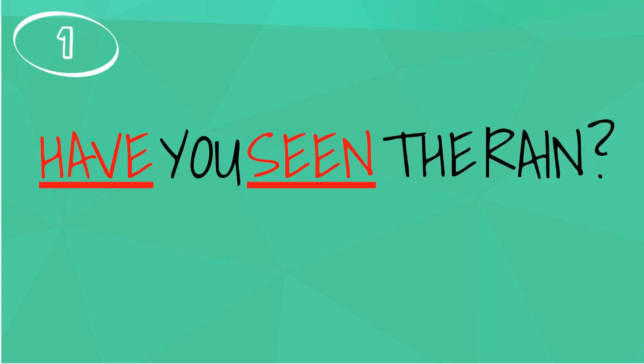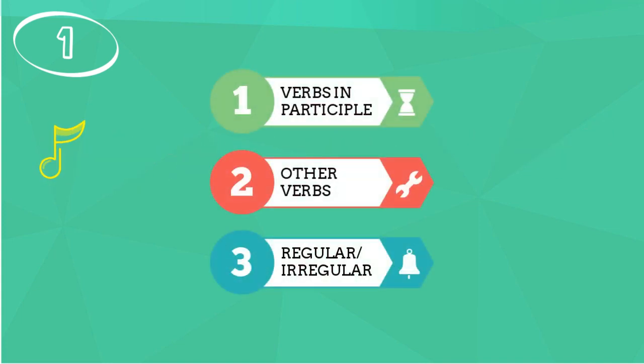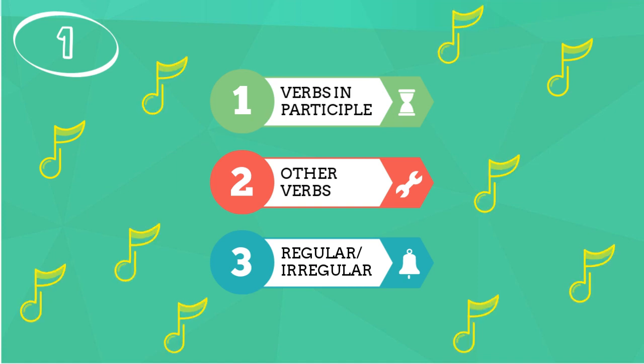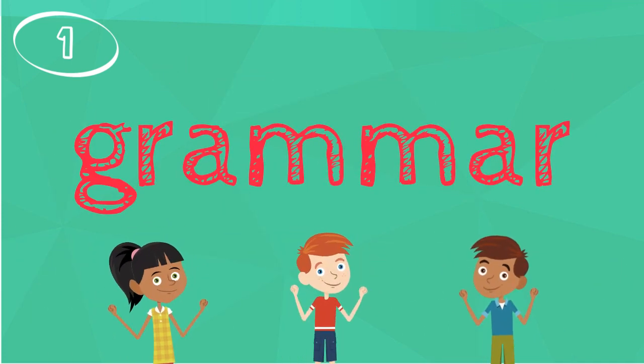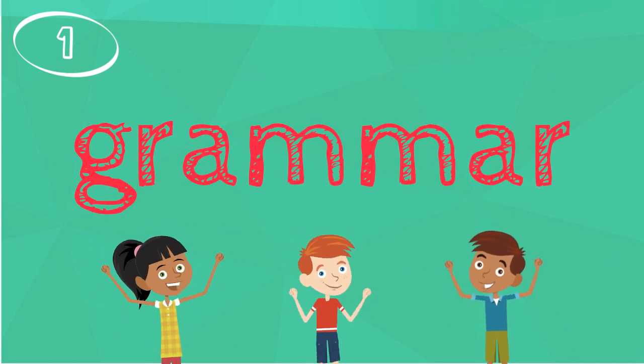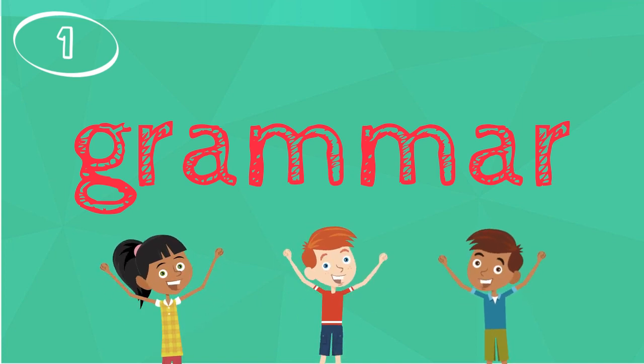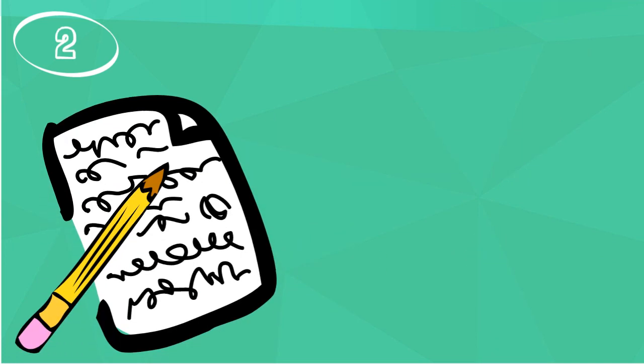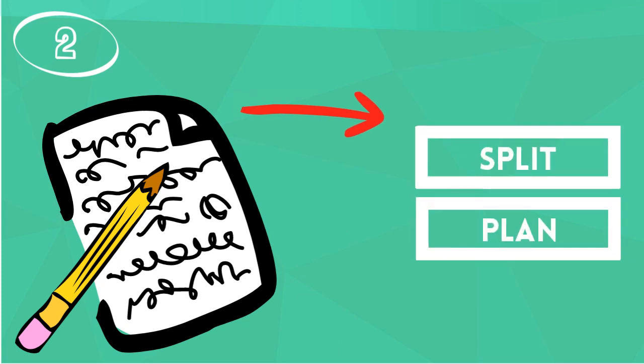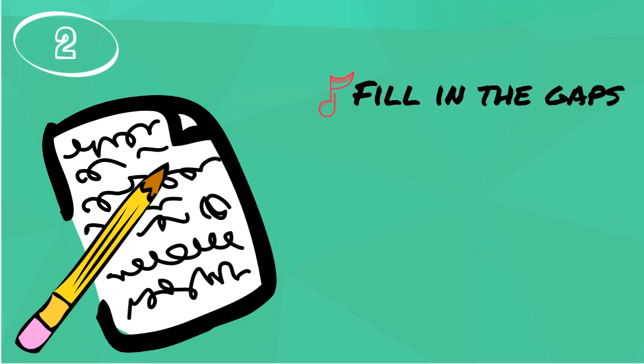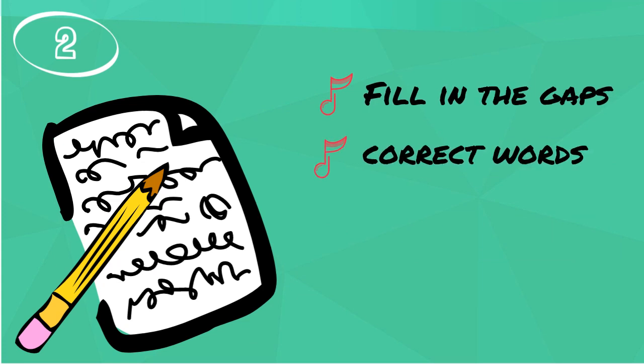Ask them to underline the structures that are in the present perfect tense. You can expand this activity by asking them to identify verbs in participle, make a list of other verbs in participle, or identify regular and irregular verbs. This way, you can practice a grammar structure with your students. Split the song lyrics into different stanzas and plan activities for each part. For example, filling in the gaps, correcting the wrong words, or identifying minimal pairs.